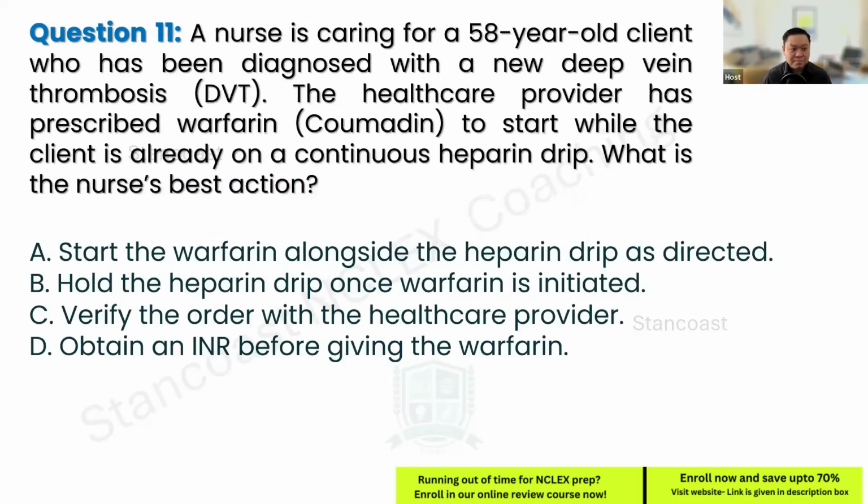Number 11, a nurse is caring for a 58-year-old client who has been diagnosed with a new deep vein thrombosis. The healthcare provider has prescribed warfarin to start while the client is already on a continuous heparin drip. What is the nurse's best action? A. Start the warfarin alongside the heparin drip as directed. B. Hold the heparin drip once warfarin is initiated. C. Verify the order with the healthcare provider. And D. Obtain an INR before giving the warfarin.